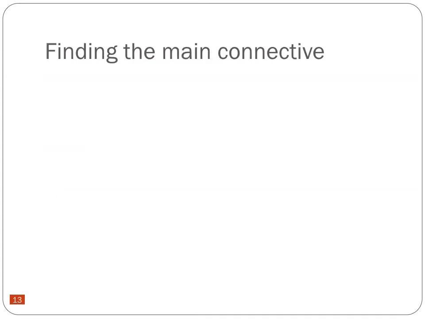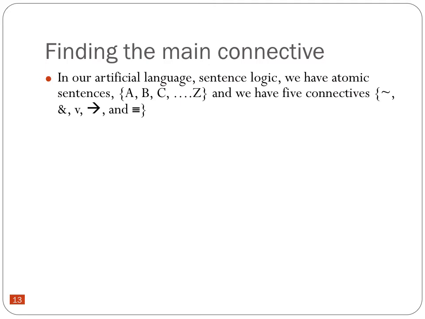We should also be really good at finding the main connective of our statements. So in our artificial language, remember we have these atomic sentences that we symbolize with these capital letters, A through Z. If we need more, we could use subscripts, but that's going beyond this class. And then we have our 5 connectives, or truth operators. We have the negation, the and, or the dot. You sometimes see the or statement, or the vel, the arrow or the horseshoe that represents the conditional, and the tribar for the if and only if.